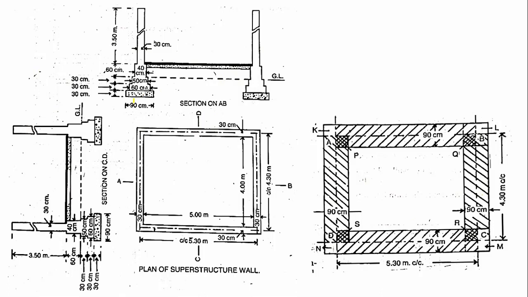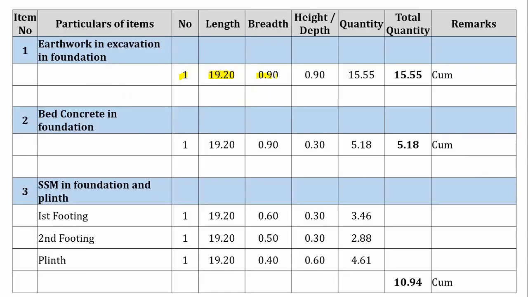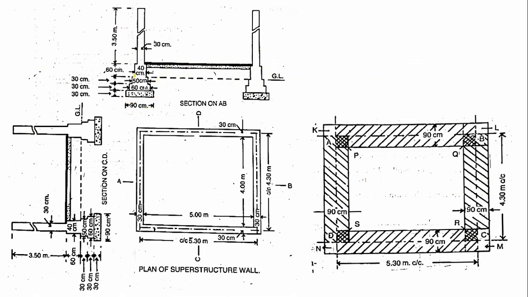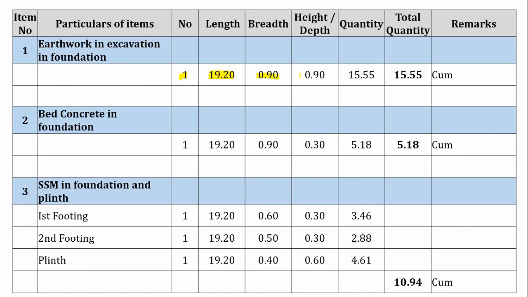So now we are calculating excavation. The width of excavation will be equal to the width of the bed concrete. Width and depth will always be given to us, or given directly in the figure. You have to put it in the table. So here the width is 90 centimeters, so we put breadth as 90 centimeters. Next is depth, which is below the ground level. From here till here, that is 30 plus 30 plus 30, 90 centimeters. If you multiply 1 by 19.2 by 0.9 by 0.9, you get the answer as 15.55 cubic meters.